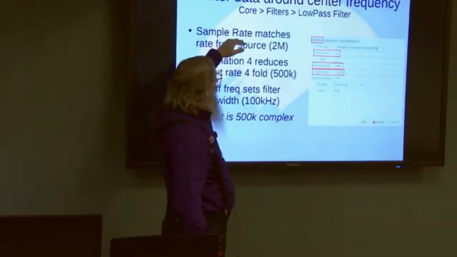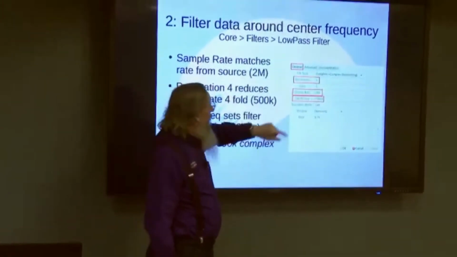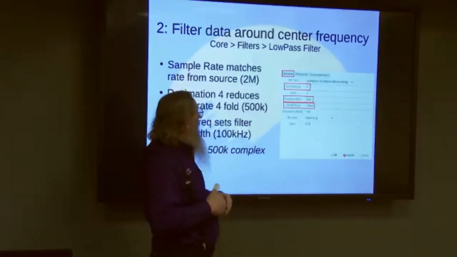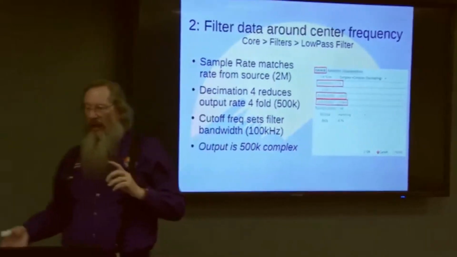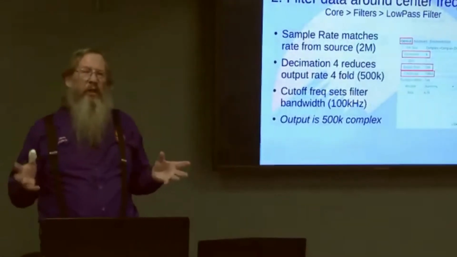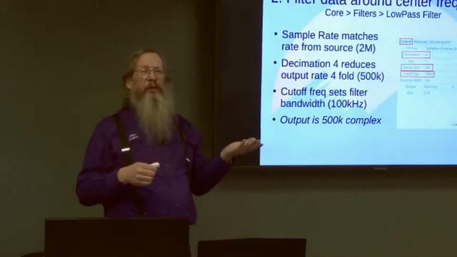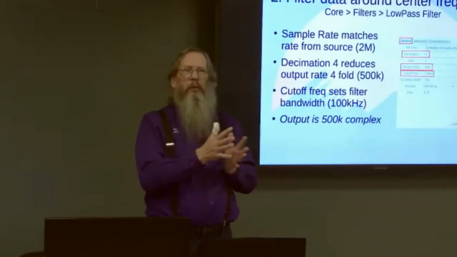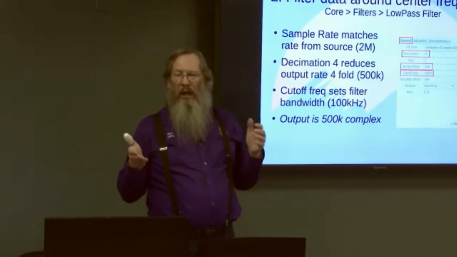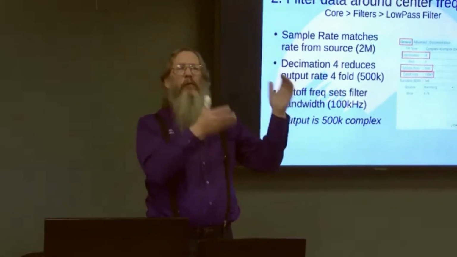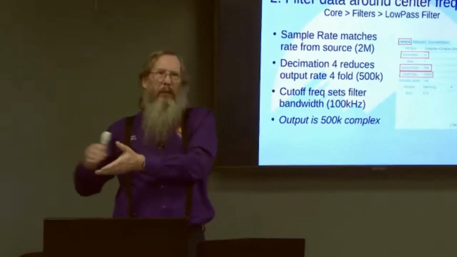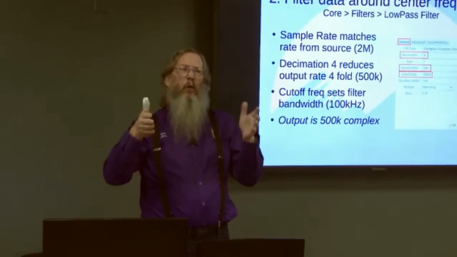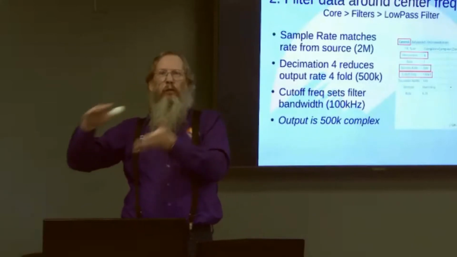So the input rate is going to be 2 million samples per second, right? I put that in here as the sample rate, and that has to match what the output of the last one was. And then I'm going to do decimation. So in the signal processing world, we have two terms, decimation and interpolation. Decimation means you're making the samples fewer. Interpolation means you're making the samples more. So decimation 4 basically means that every 4 input samples you turn into 1 output sample. If you do interpolation, it's the other way. So if your interpolation is 4, every input sample now gets turned into 4 output samples.